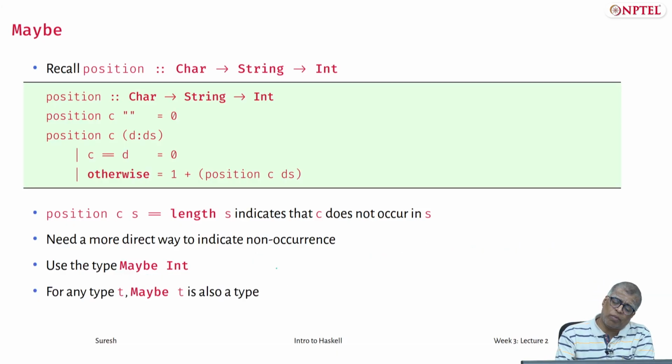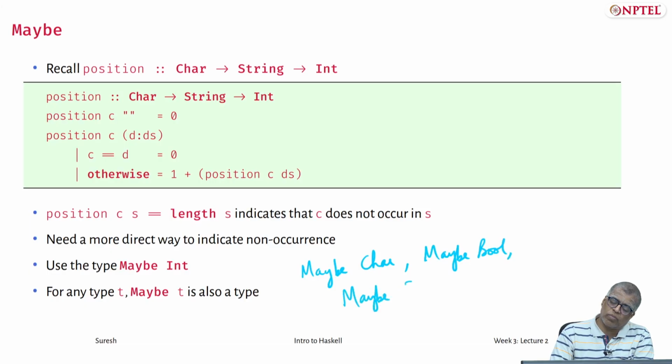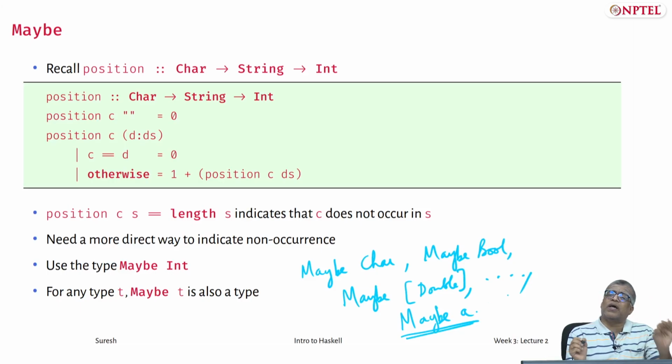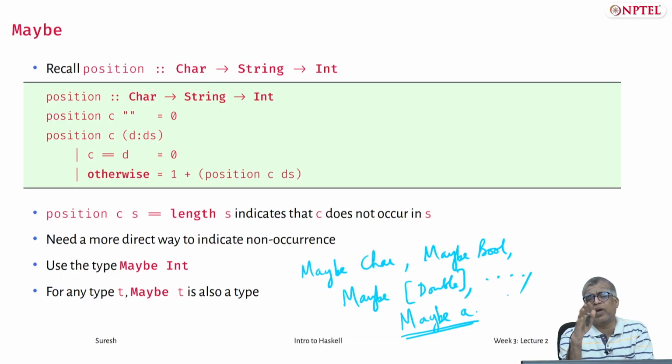Not just maybe int, I can have maybe char, maybe bool, maybe list of char, list of double, let's say. In fact, I can have maybe a, no matter what type a is, okay? For all types a, there is a maybe a type, okay? So maybe, I'll drop some jargon right now. Maybe is what is called a type constructor, because given a type, it constructs a new type. Maybe is a way in which you can produce a new type from an existing type.